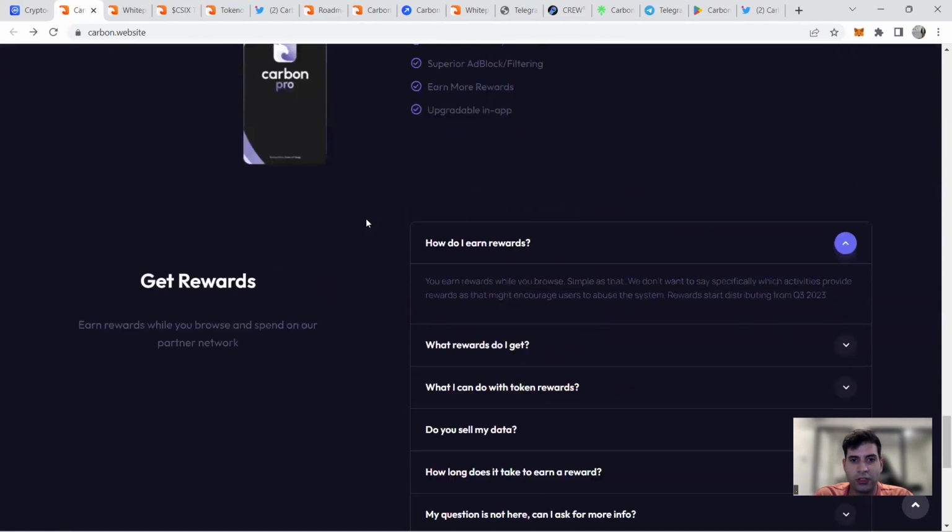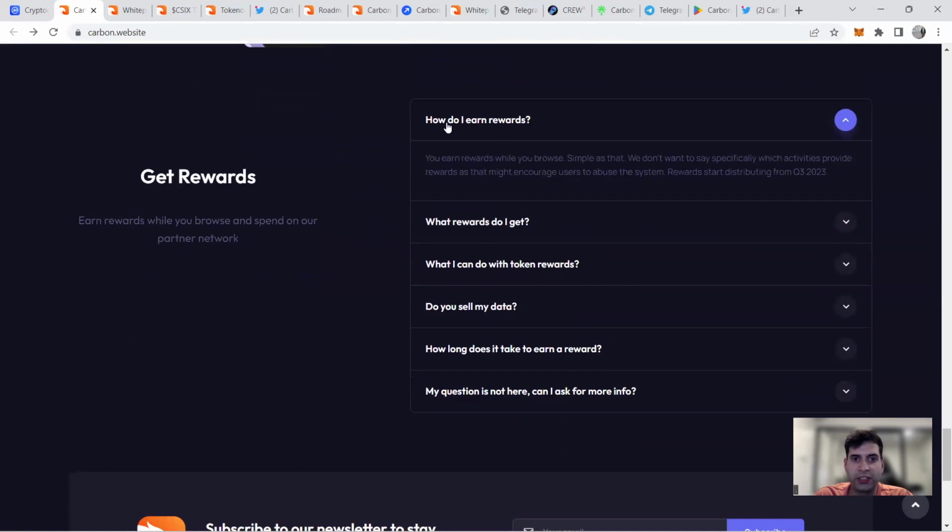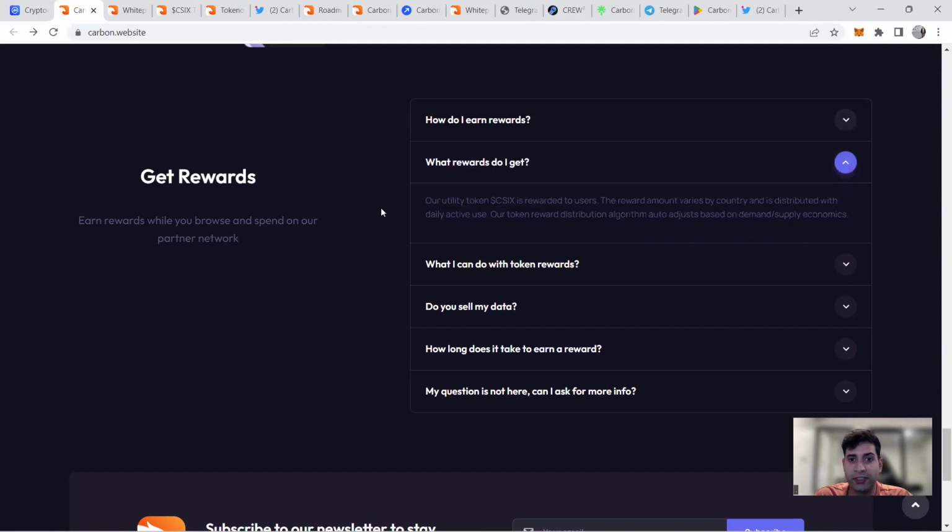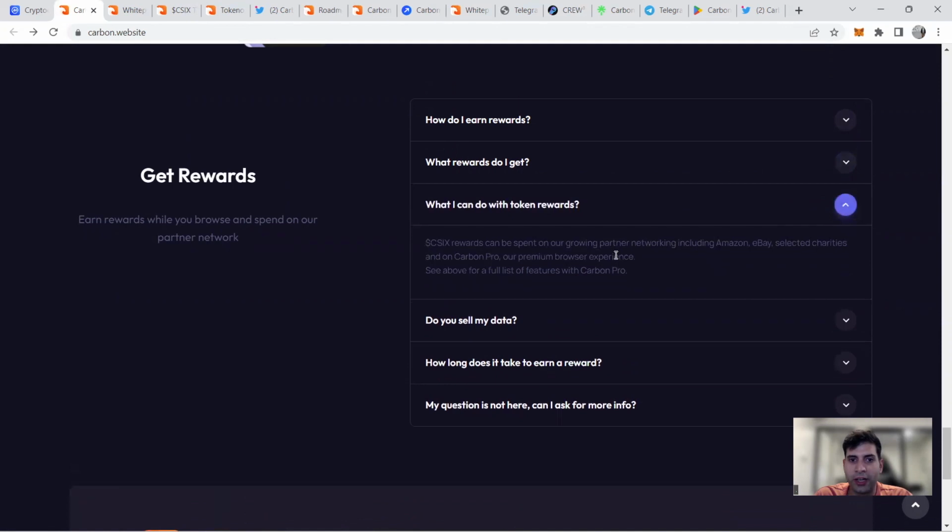So, a few TLDRs here. If you want to earn rewards, you can earn while you're browsing, based on your browsing statistics. As a reward, you can get the CSIX token, which depends on the country and is distributed based on your daily active usage. The more active you are, the better. With the token rewards, obviously you can trade them on exchanges, or spend them on partners like Amazon, eBay, and selected charities, or automatically upgrade to use Carbon Pro.